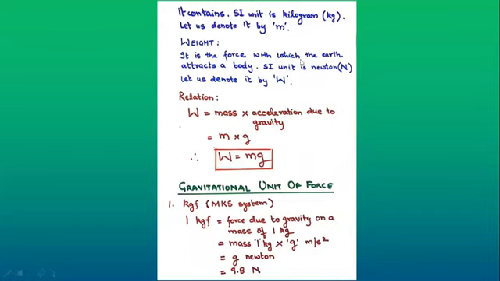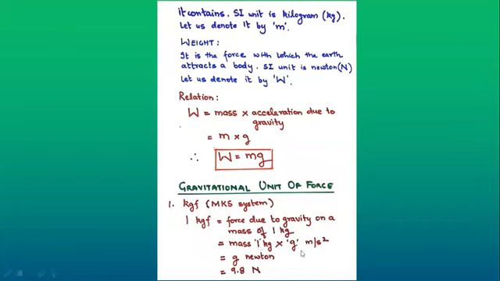Now, next topic, let us learn about gravitational units of force. In the MKS system, it is 1 kgf. Since it is force, it will be the product of mass and acceleration. So 1 kgf is the force due to gravity on a mass of 1 kg. Since we are talking of a gravitational unit of force, when we substitute mass, we take it as 1 kg.